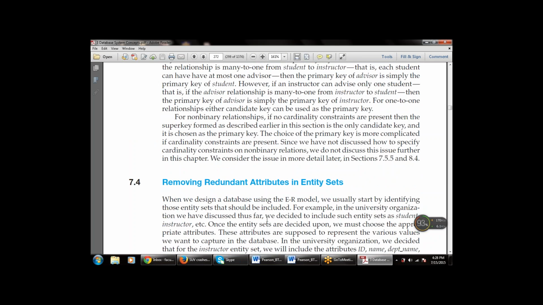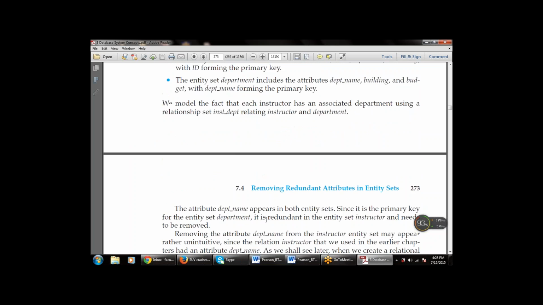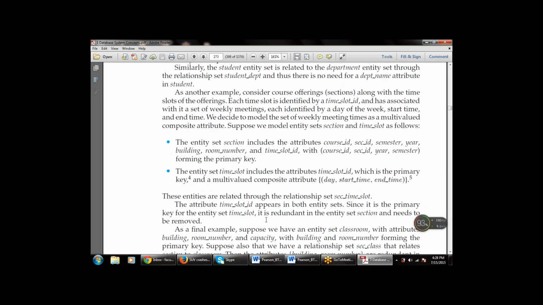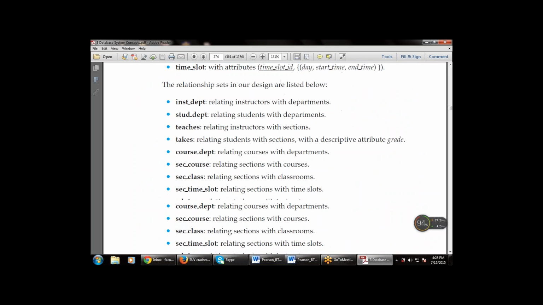Now next is how to remove the redundant attributes in the entity set. What are the various criteria for removing them in the entity set, and what are the examples denoted in the entity sets.